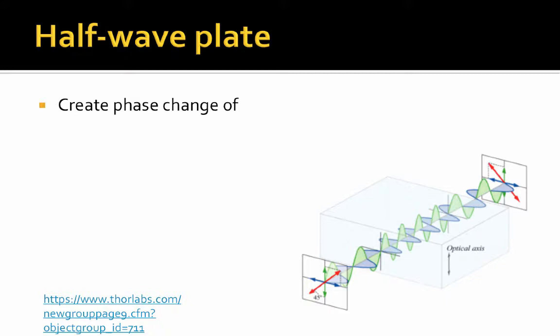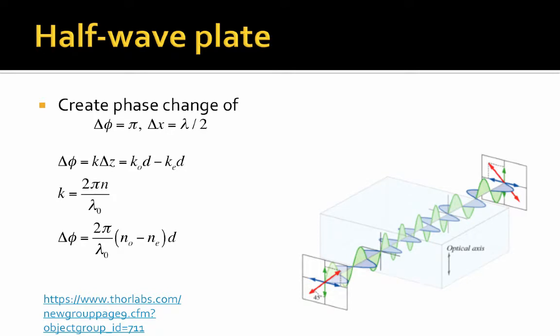A half wave plate is one of the types we'll be using, and a half wave plate creates a phase change of, guess what, half of a wave. Half of a wave is either a phase of pi or a distance of lambda over 2. And there's some other math. This is just to refamiliarize yourself with the phase change and the difference between two indices of refraction.